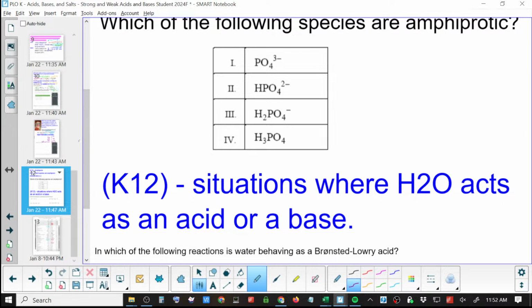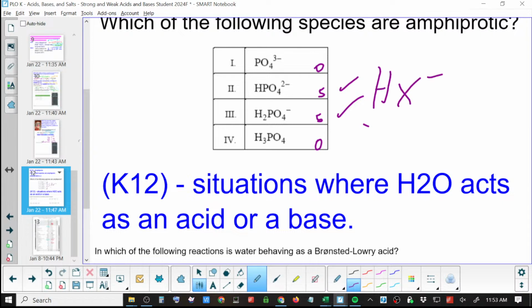Okay. Show of hands. Roman numeral 1, PO4 3 minus. Amphiprotic? No votes. 0. HPO4 2 minus. 1, 2, 3, 4, 5. 5 votes. H2PO4 minus. 1, 2, 3, 4. Same votes. Yes, yes. H3PO4. 0. Of the 10 of you who voted, yes, those are the two amphiprotic ones. They tend to have the formula HX minus.